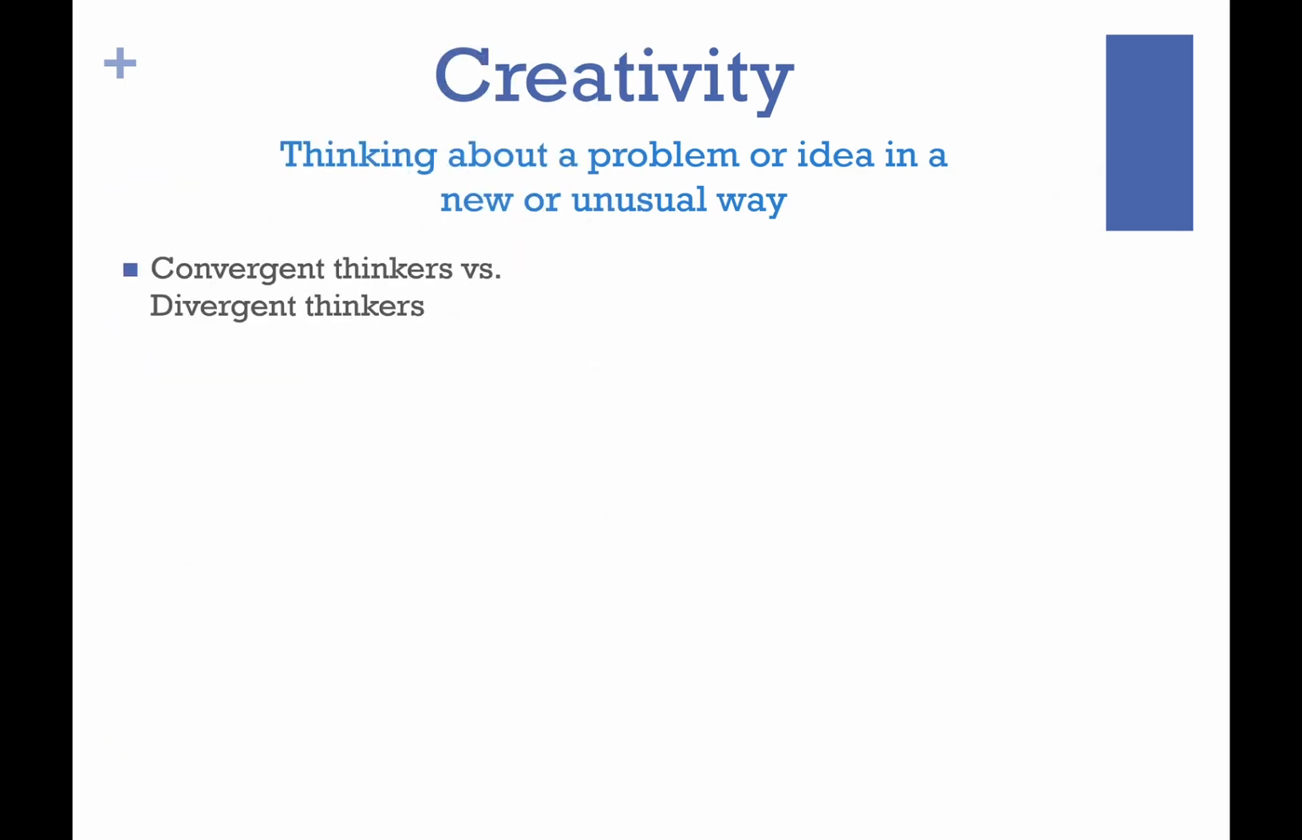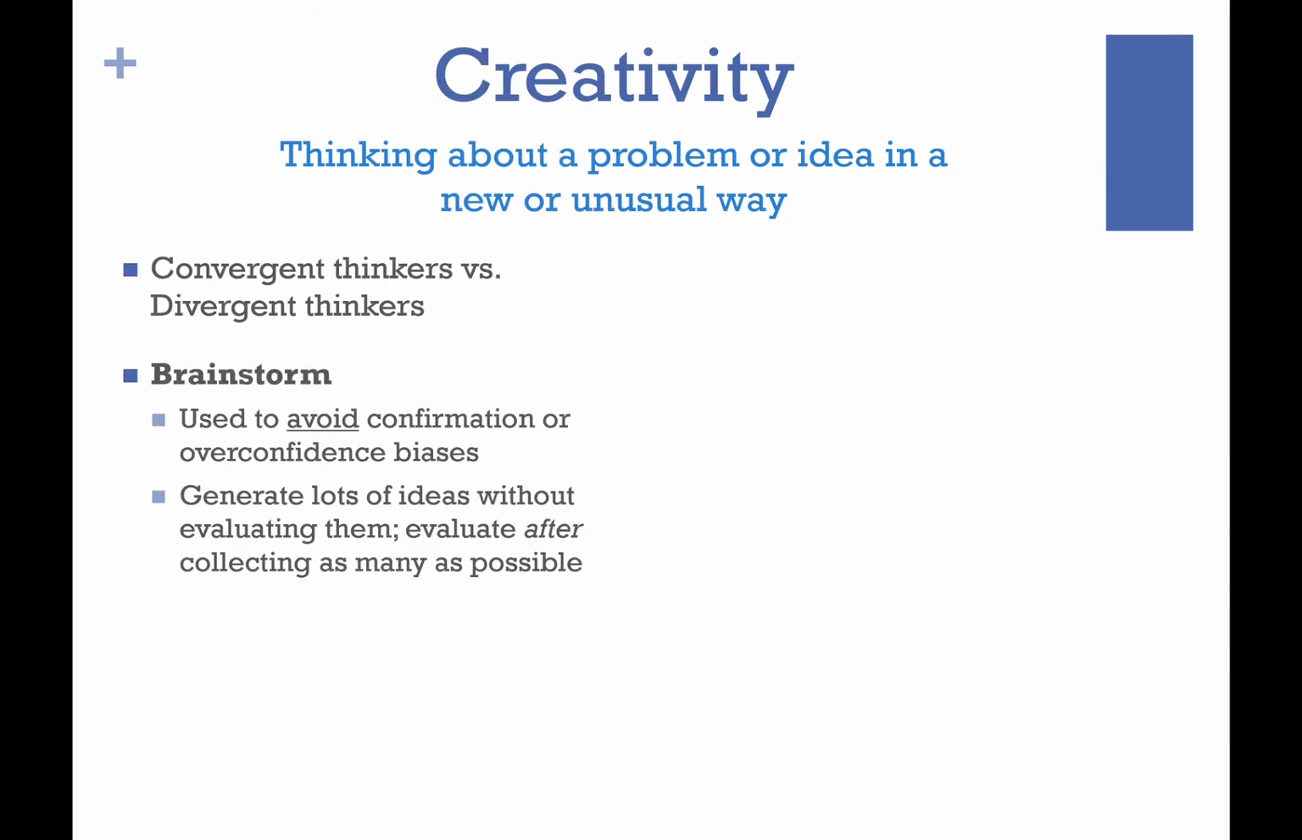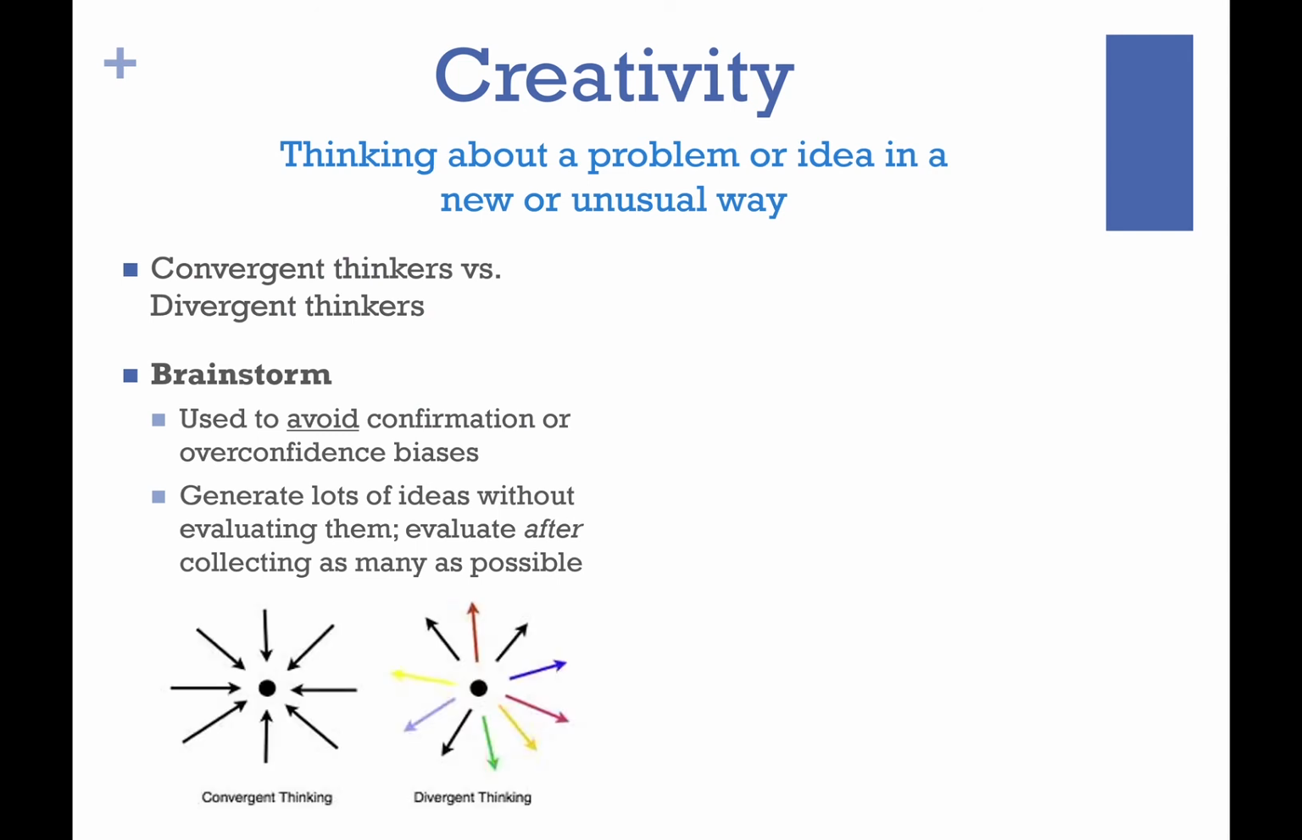So creativity, this is kind of where we'll land with creativity. You have convergent thinking versus divergent thinking. You have brainstorming. Brainstorming is used to avoid confirmation or overconfidence bias. It's a great way to eliminate some of these biases, is to sit down and brainstorm ideas and to get them out there and figure out what the best possible solution is, which of course would be algorithmic. You can generate lots of ideas without even evaluating them, and you evaluate after you collect as many as possible.